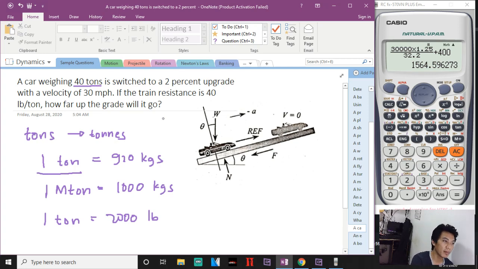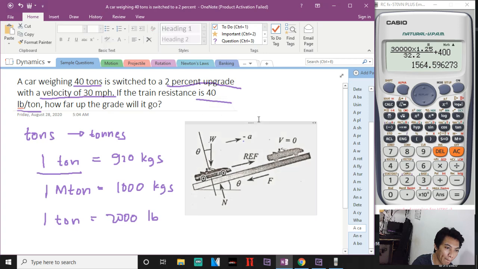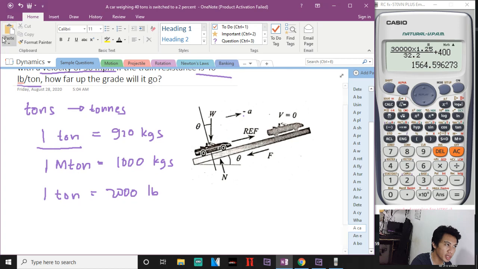Okay? Let's go back. 40 tons is switched to a 2% upgrade. 2% upgrade means that is the incline of the plane, with a velocity of 30 mph, miles per hour. If the train resistance is 40 pound per ton, how far up the grade will it go? Look at that. Okay. This is it. That's the illustration.